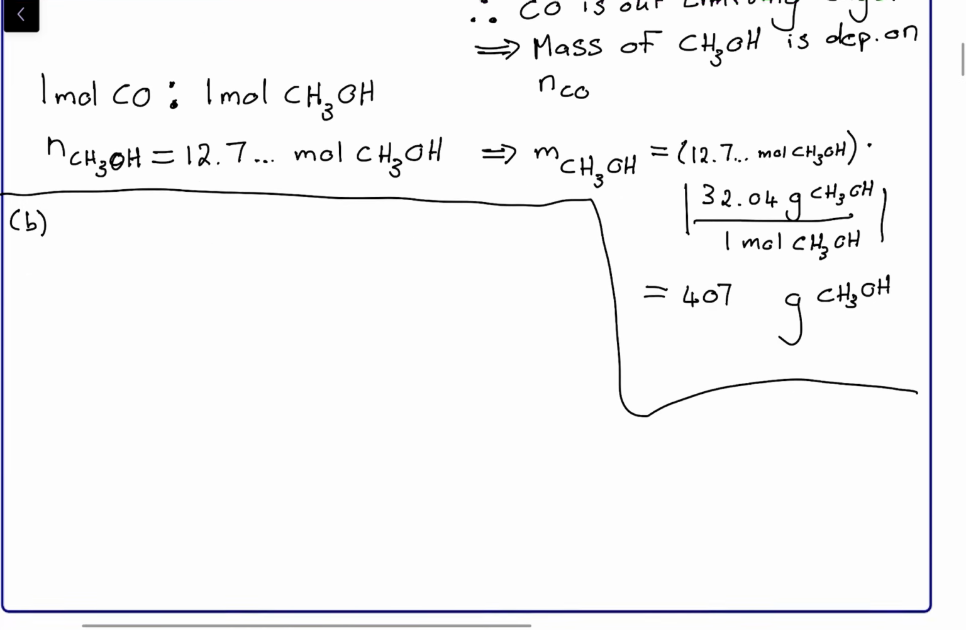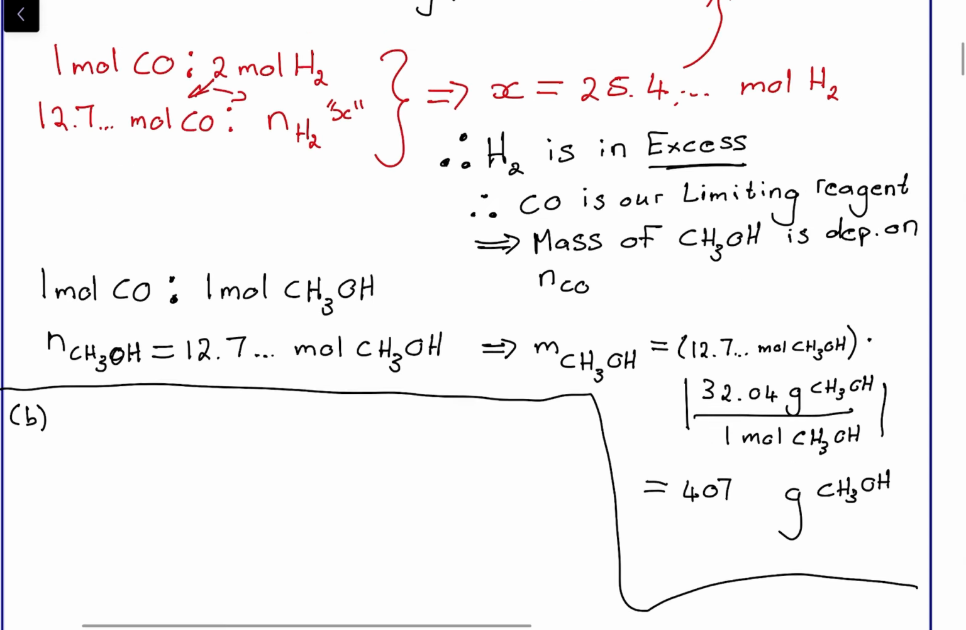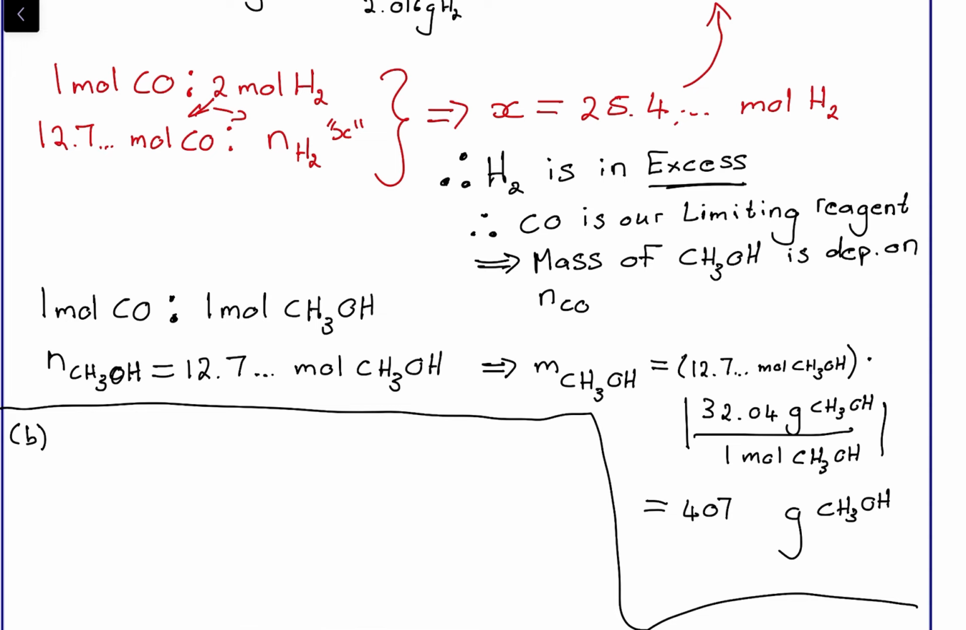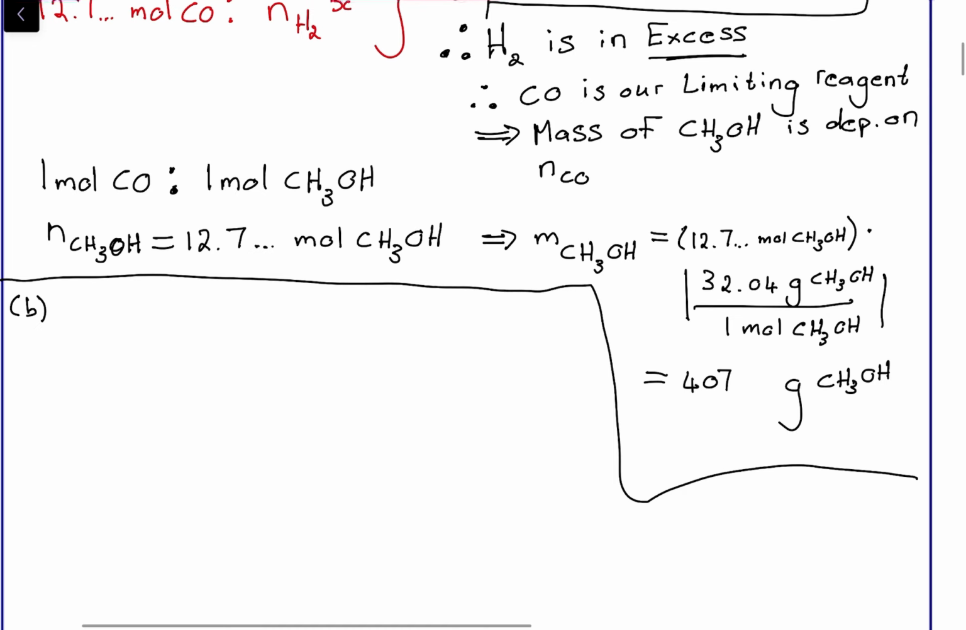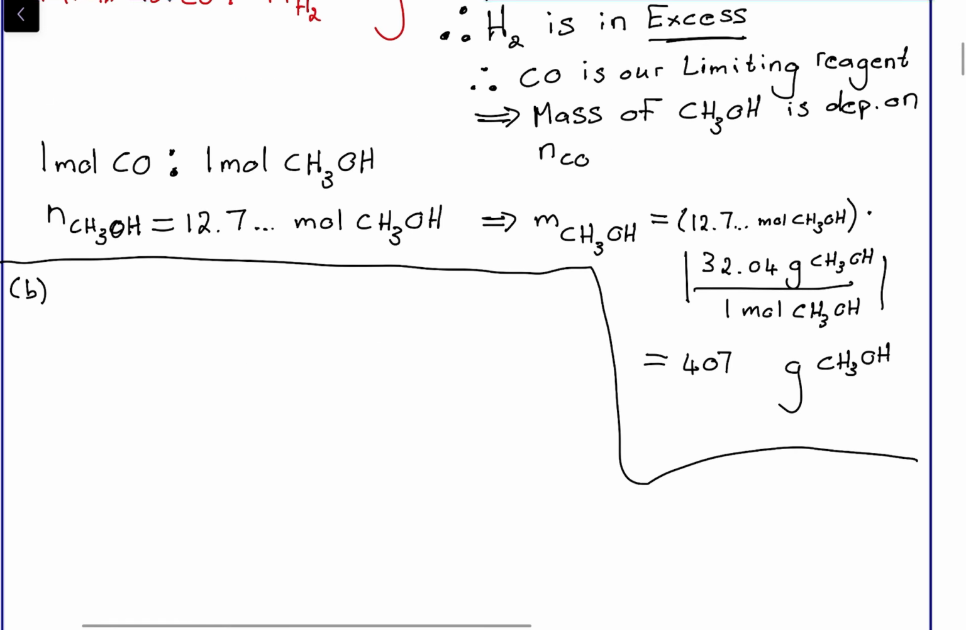That's actually what we're trying to determine. So first we must find the mass of H2 required to react with our limiting reagent. We know already the number of moles of H2 that is required to react with the limiting reagent. We've determined that already, so we can just immediately calculate the mass of H2 required.